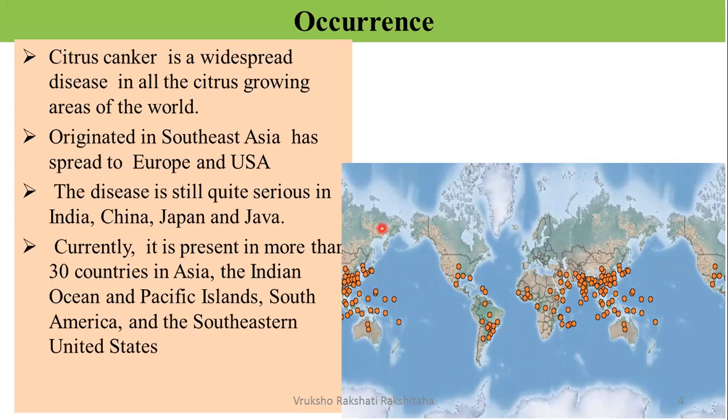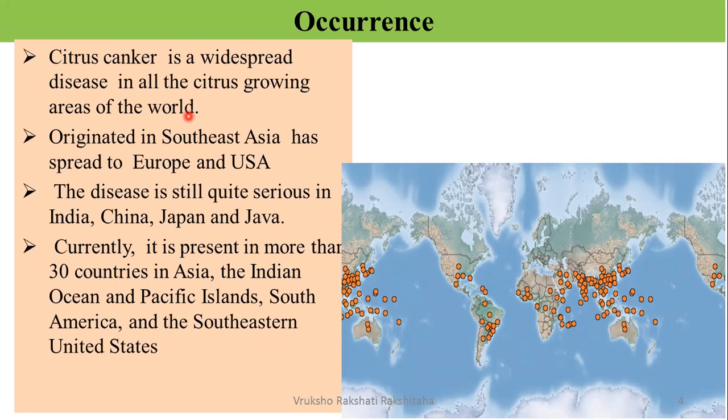Let us discuss the occurrence of this disease. Citrus canker is a widespread disease, and it occurs in almost all the citrus growing countries of the world. It is reported to have originated in Southeast Asia, from where it has spread to Europe and USA. The disease is still quite serious in India, China, Japan, and Java.